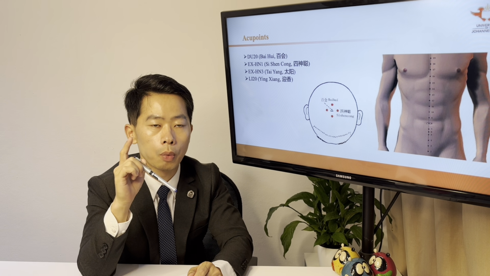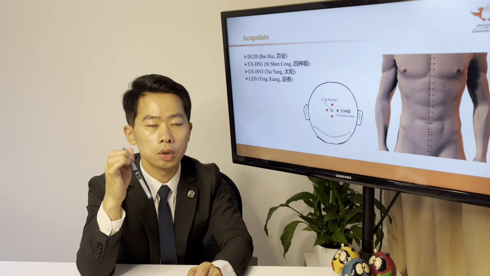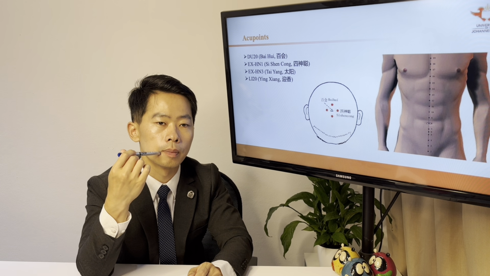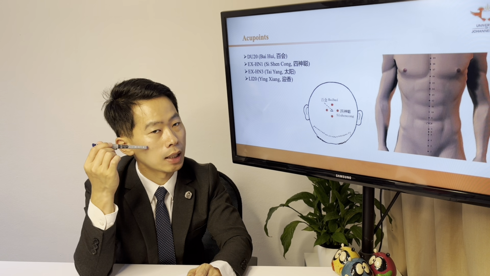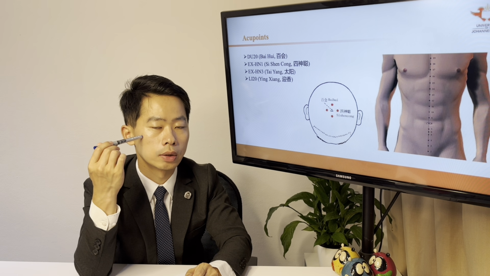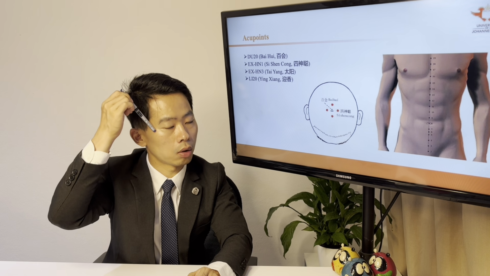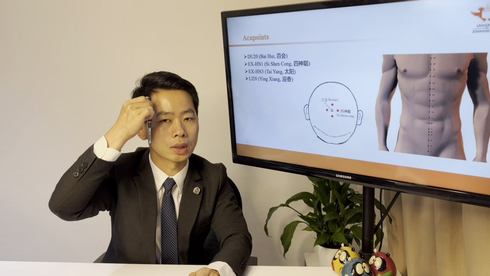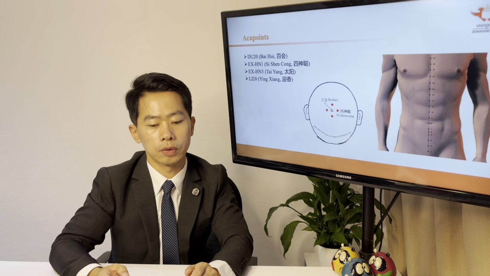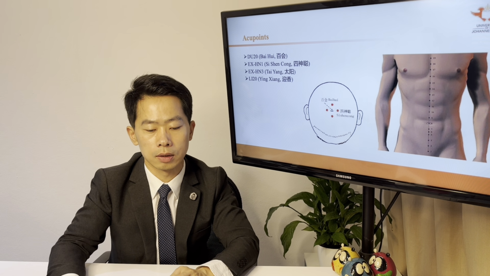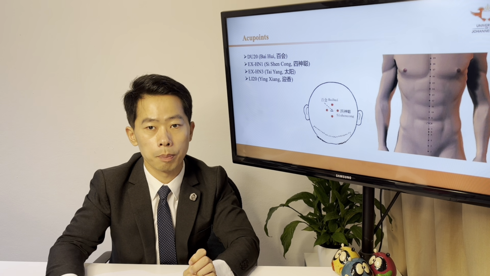If you're treating Bell's palsy, you can use 3 needles from 太阳 all the way to stomach 4, but the needle must go behind the arch. So you go through here, the needle all the way to stomach 4, or all the way to stomach 6. If you can go through all these, then the efficacy should be better. So this is one of the most important points for Bell's palsy.